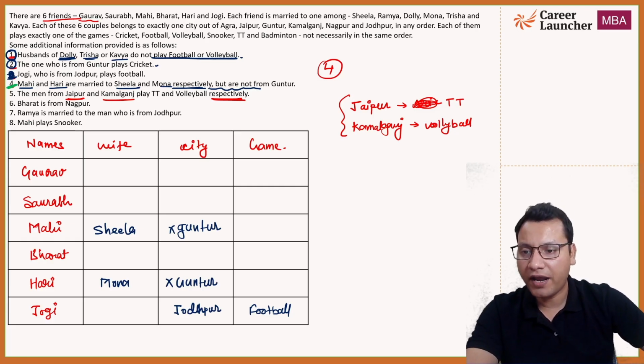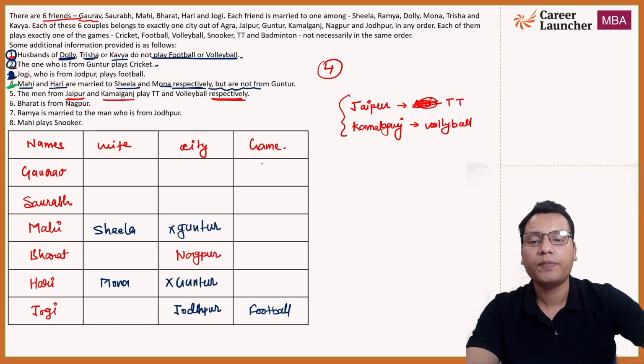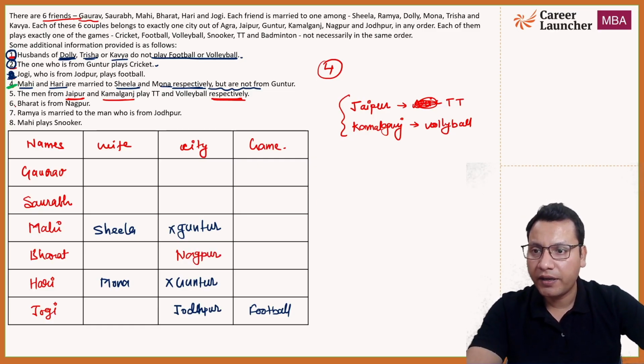Now, Bharat is from Nagpur. Okay, so Bharat is from Nagpur. I also put Nagpur here. Nagpur is done here. Okay, Bharat is Nagpur, so directly we have used the data.